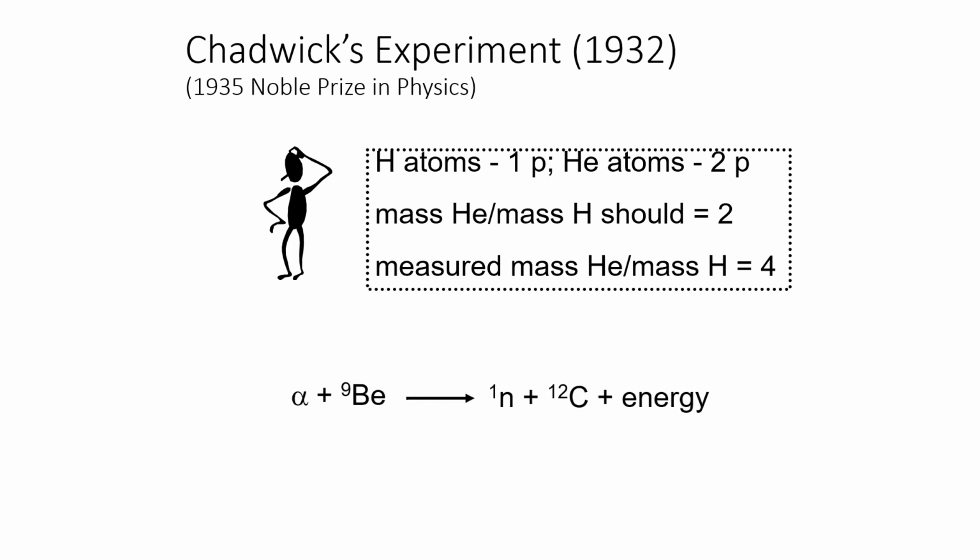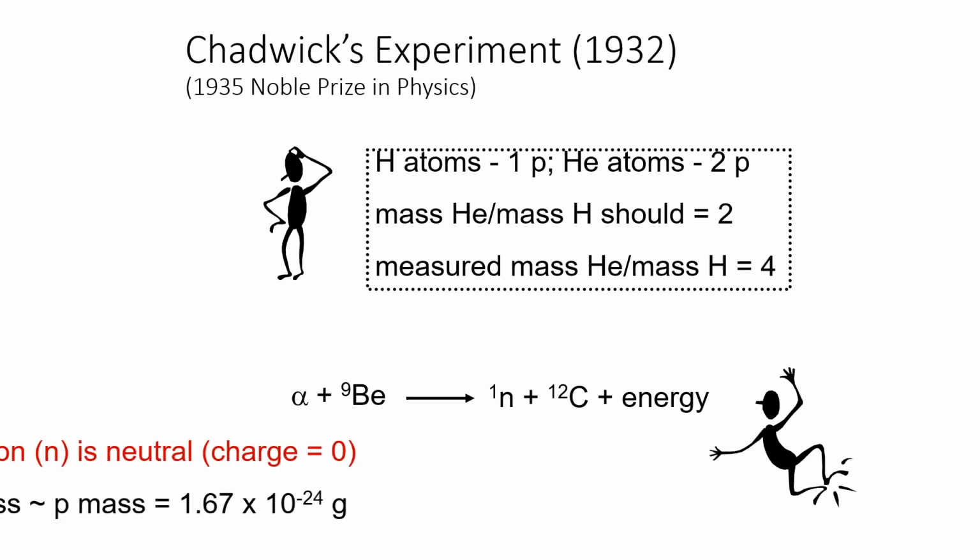Chadwick's experiment also utilized alpha particles, or alpha radiation, and he bombarded the beryllium atom with these alpha particles. What resulted from that bombardment was a neutron, or this particle, and a carbon-12 atom, plus energy. Here's what I was looking for.